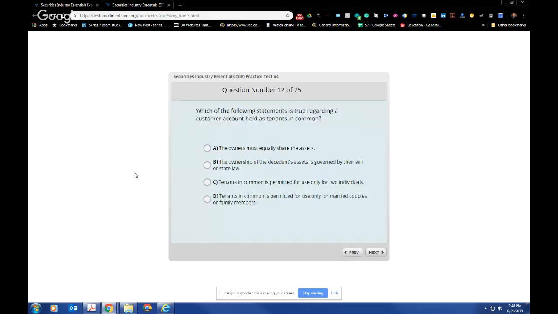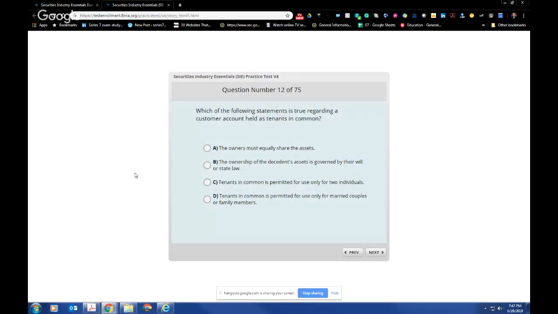Which of the following statements is true regarding a customer account held as tenants in common? Okay, so with rights of survivorship, each person gets 100% ownership: when I die, you get it, or you die, I get it. Tenants in common: you have 40 grand, I have 60 grand in there. I die, it goes to my estate. You die, it goes to your estate. It doesn't cross over.